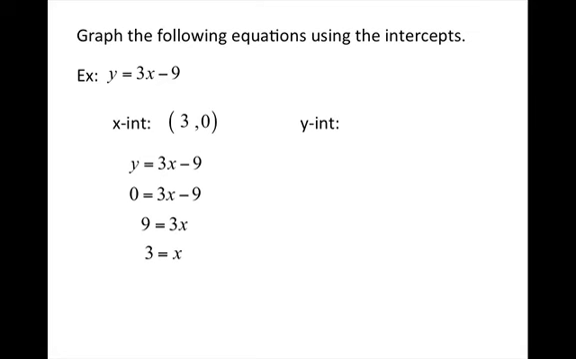Now I want my y-intercept. For any y-intercept, your x value is always 0. So go to your equation, y equals 3x minus 9, and this time replace the x with a 0. Well, 3 times 0 is 0, so I just get y equals -9. So my y-intercept is the ordered pair 0, -9.